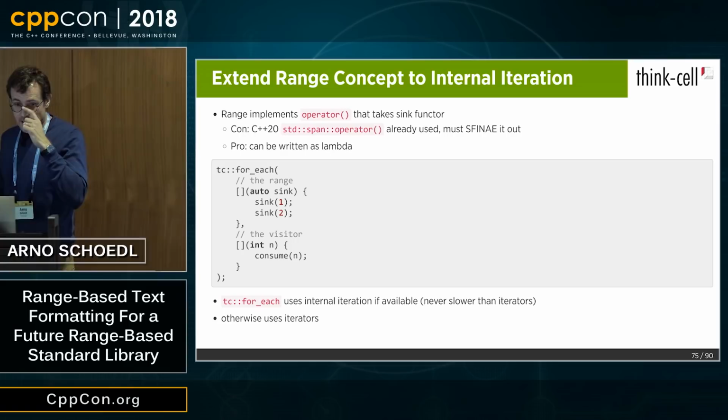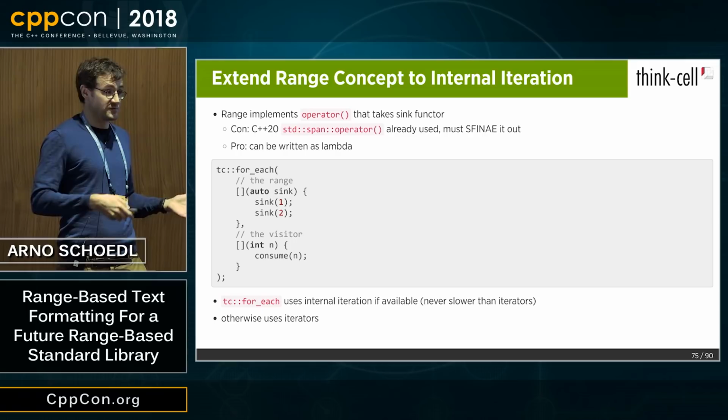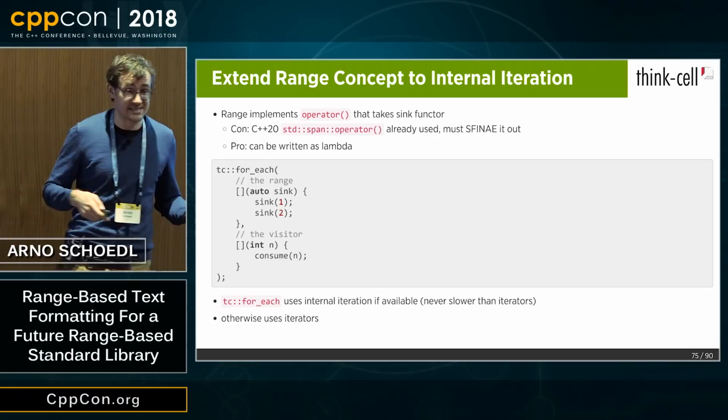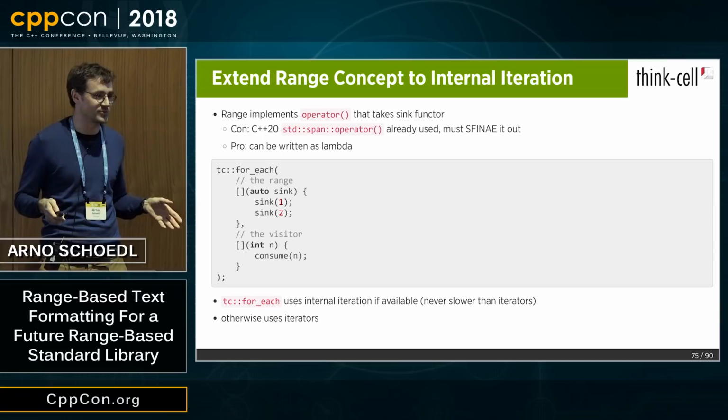All right, how do we do that? Well, first of all, we have to come up with a syntax. What we picked is the function call operator. Now, the disadvantage of using the function call operator is that a range in C++20, the std::span, already has the function call operator defined. It's the same as the square bracket operator, but still, we would have to disambiguate it. This is not the kind of function call operator that we mean.